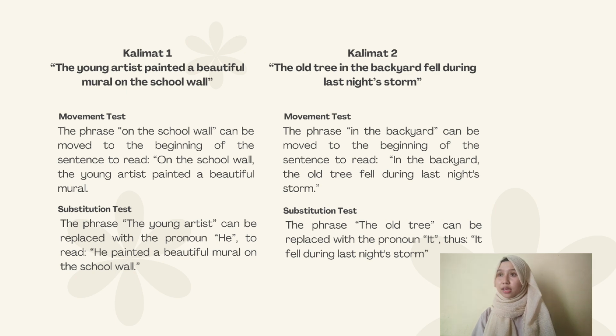Movement test. The phrase on the school wall can be moved to the beginning of the sentence to read: On the school wall, the young artist painted a beautiful mural. This shows that on the school wall is a constituent. Next, substitution test. The phrase the young artist can be replaced with the pronoun he, to read: He painted a beautiful mural on the school wall. So, the young artist is also a constituent.